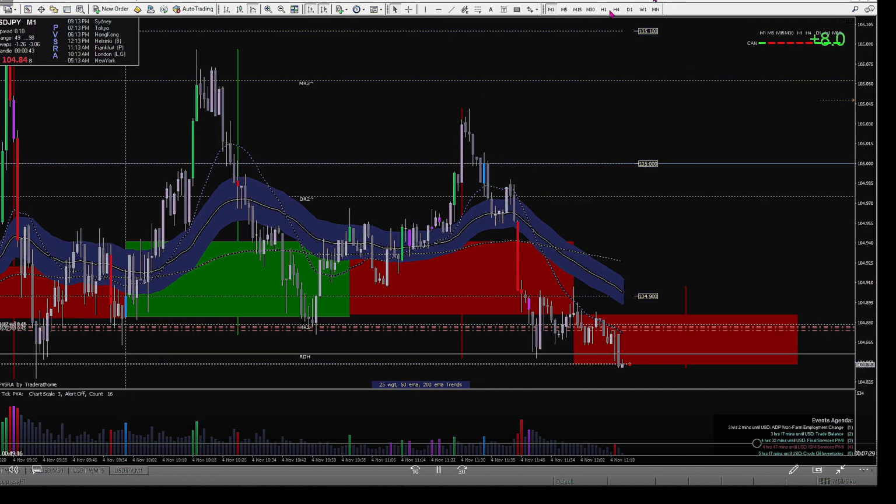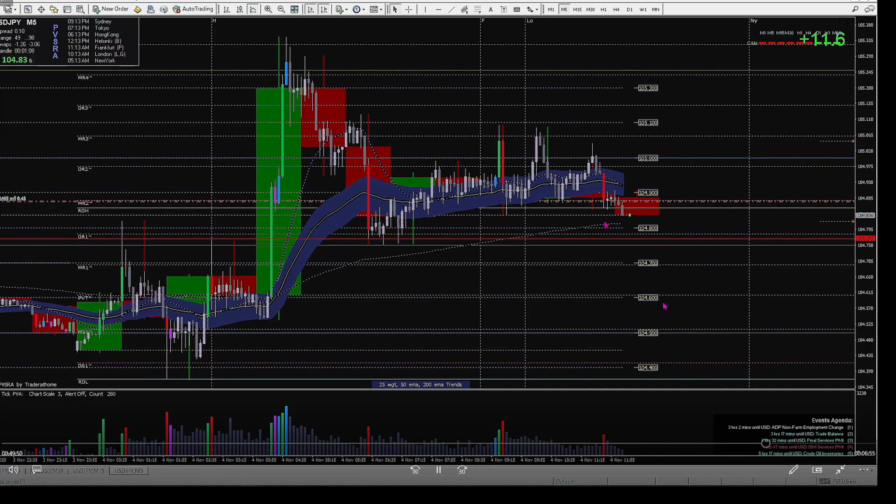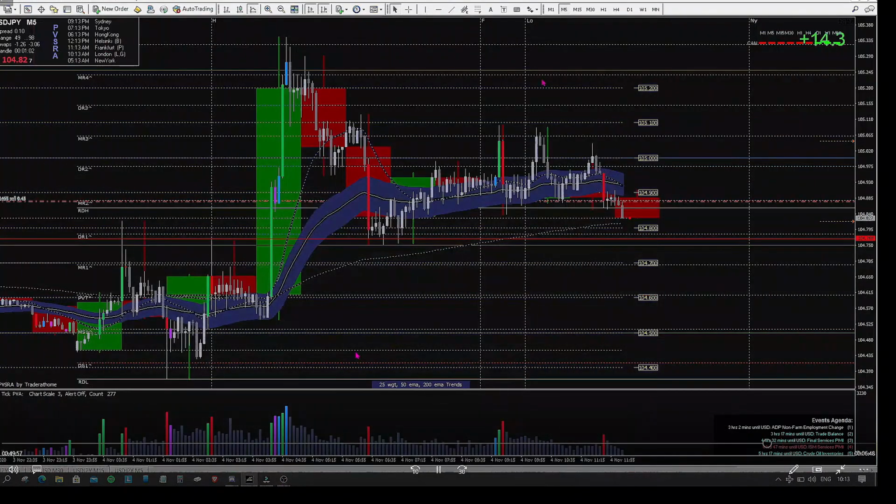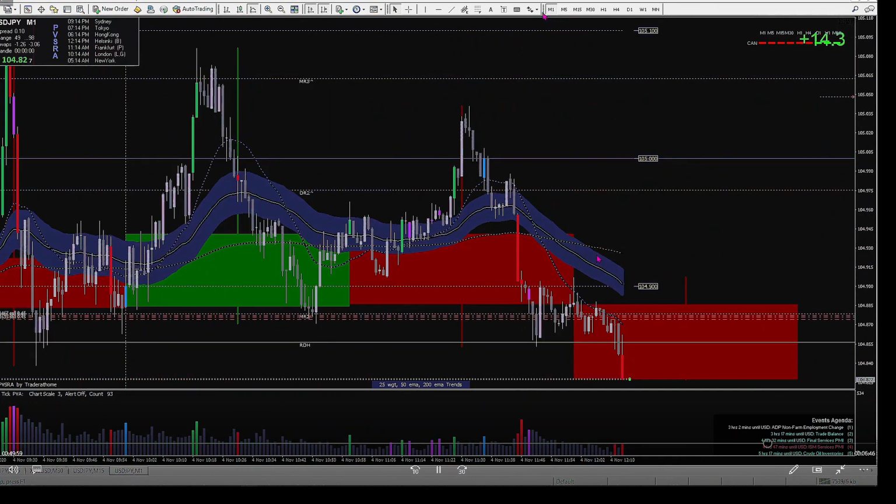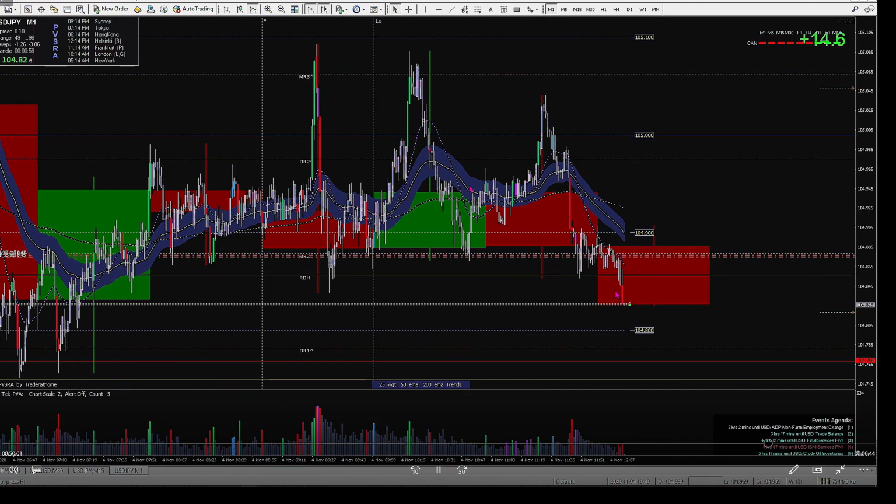So you can see I'm just scanning through my charts. I'm looking, and that was me just changing the screen there. And there we go, we start getting busy. 14 pips up there. I moved my alert, just to notify me in case I'm not paying attention.